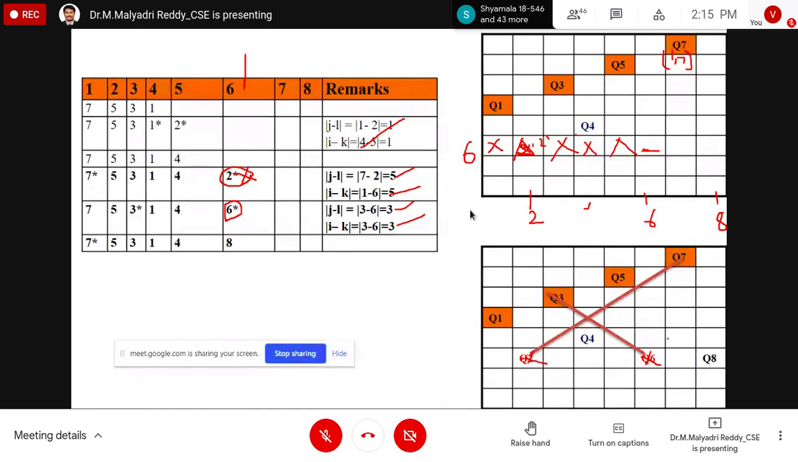Then I have to place Q8. That means column 8 in the sixth tuple. Only one possibility is there for this. Clear? I place the sixth Q at the sixth tuple with Q8.